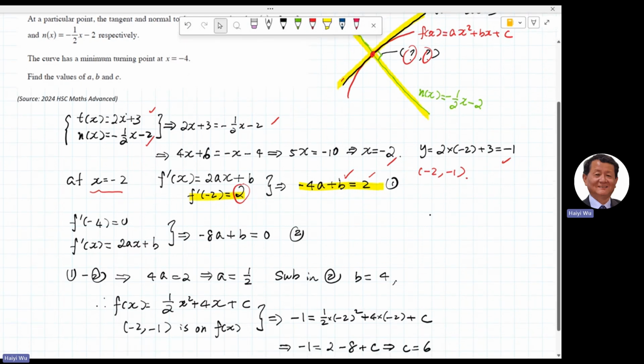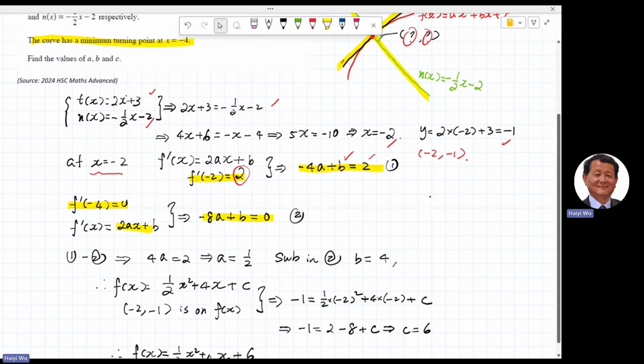The second equation comes from the curve having a minimum turning point when x equals -4. At the minimum turning point, the first derivative must be equal to 0. So in the first derivative, we replace x with -4, and we get the second equation. Then we solve them. Equation 1 minus equation 2, we get a is half and b is 4.